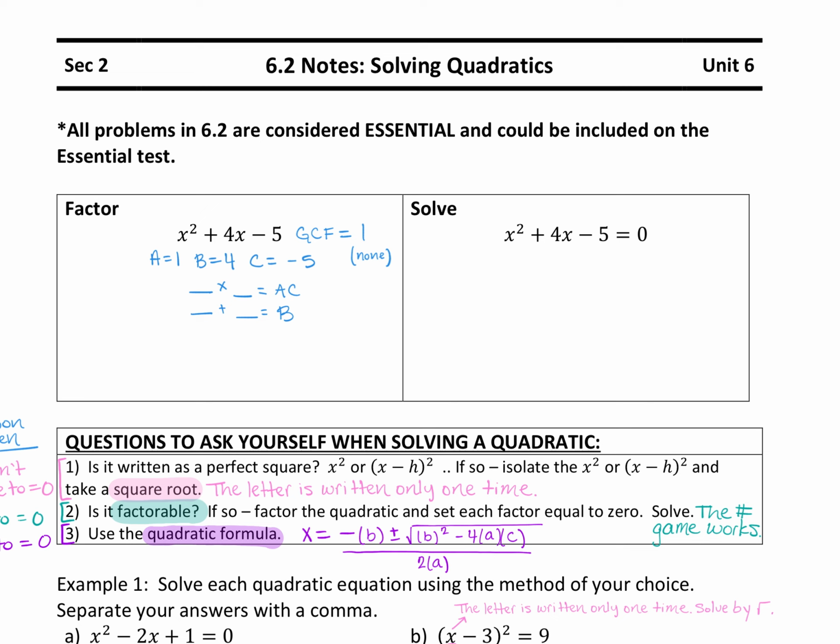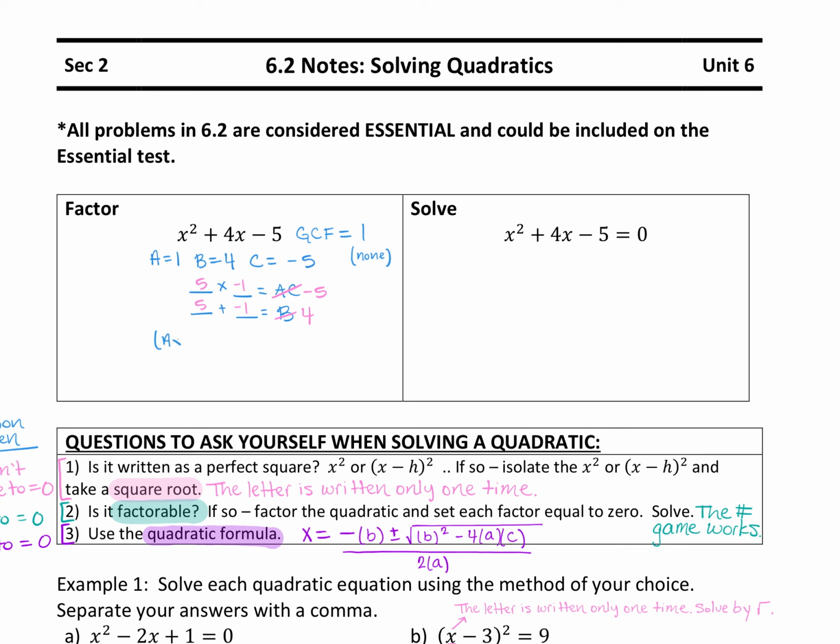The two numbers need to multiply to -5, since that's what A times C is. 1 times -5 is -5, but add to B, which is a 4. And those two numbers are 5 and -1.